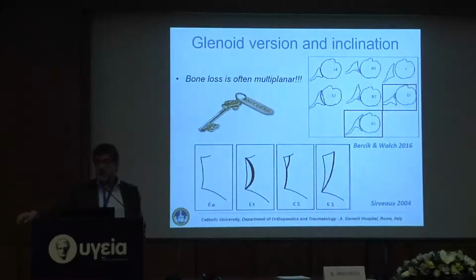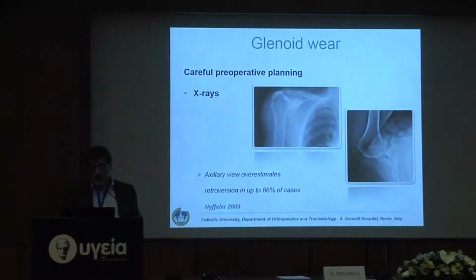According to the classification by Walch for the axial bone loss and the classification by Favard for the coronal, you have to remember that bone wear is basically multiplanar. It's not just on one plane. And this should be clearly planned before the procedure by using correct imaging. As you know, X-rays frequently overestimate the retroversion of the glenoid and the posterior glenoid wear in most cases. So this is not recommended to assess and quantify the glenoid wear.